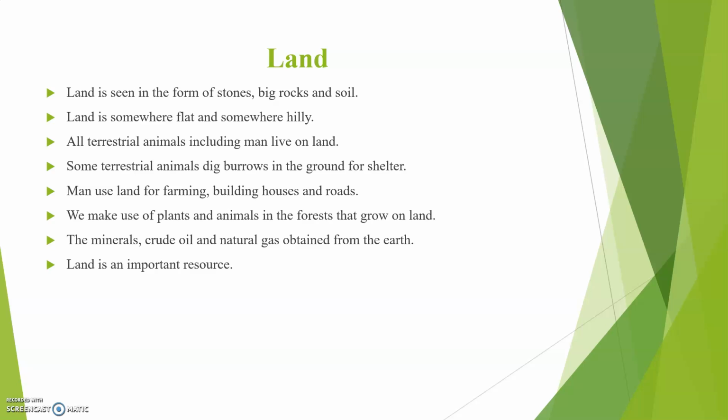Man uses land for farming, building houses and roads. We usually do agriculture on land. We are building houses and buildings now, and we are making roads for traveling purposes. We make use of plants and animals in the forest that grow on land. We need vegetables to eat, then animals to breed, right? So for agriculture we need animals. All these plants and animals are in the forest, they grow, which is also on the land.